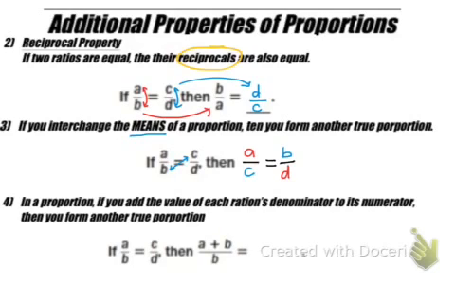And the last property states that in a proportion, if you add the value of each ratio's denominator to its numerator, then you form another true proportion. So b is our denominator of the first ratio. We're going to add that denominator to the top. d is the denominator of the second ratio. We'll add that to the numerator as well. So then this forms an equal proportion of a plus b over b is equal to c plus d over d.